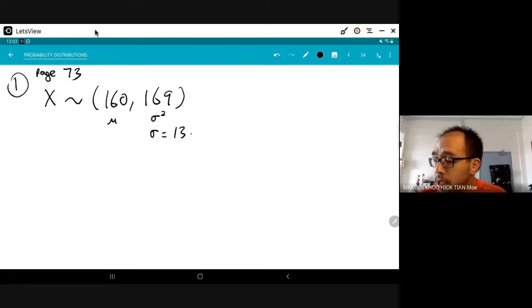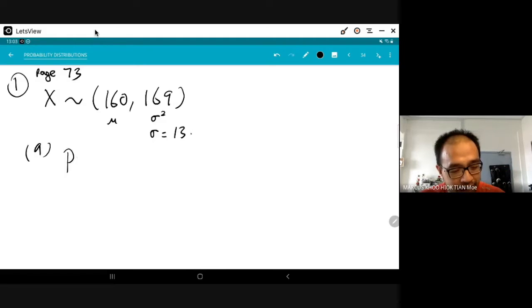So the question is, find the percentage. Underline the word percentage, and bear in mind, percentage means later I have to multiply by 100. Find the percentage of students whose heights are less than 165 cm. Let me repeat. Find the percentage of students whose heights are less than 165 cm. I'm purposely saying 165 cm because quite a number of you in this class are in this category.